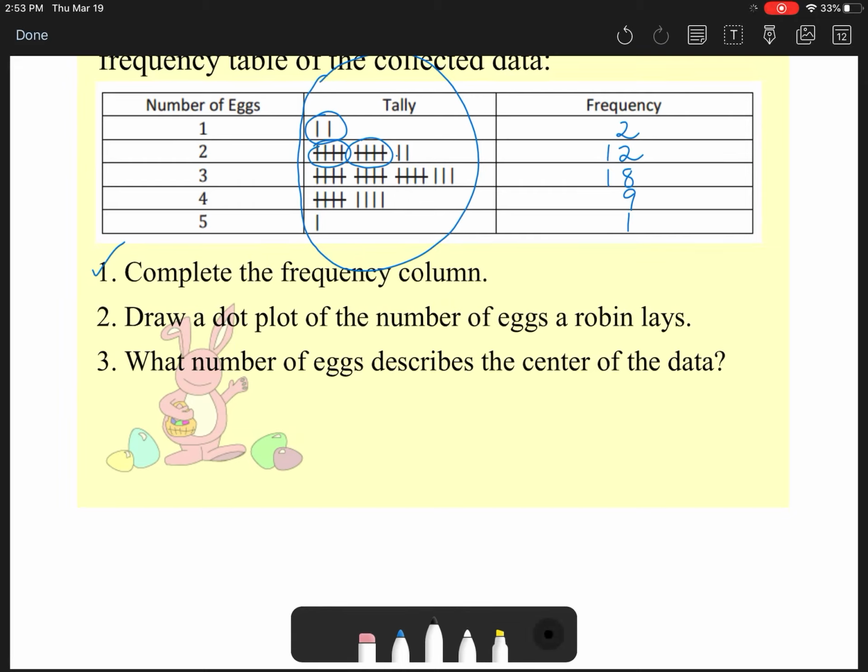Because we got lots of eggs there. Okay, so the number of eggs, sorry guys, let me try this again.